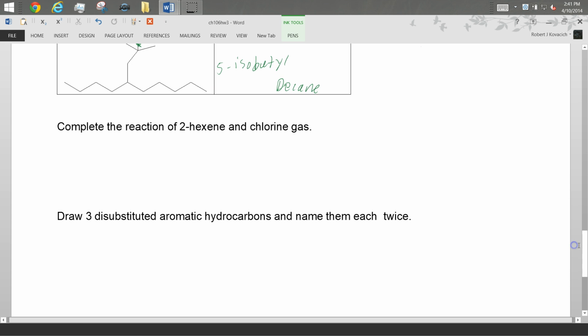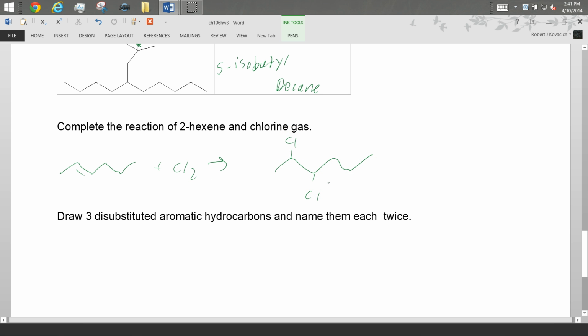Complete the reaction of 2-hexene and chlorine gas. 2, 3, 4, 5, 6. Not drawn very well. 2, 3, 4, 5, 6, and so then we end up with 2, 3, 4, 5, 6, Cl and Cl.